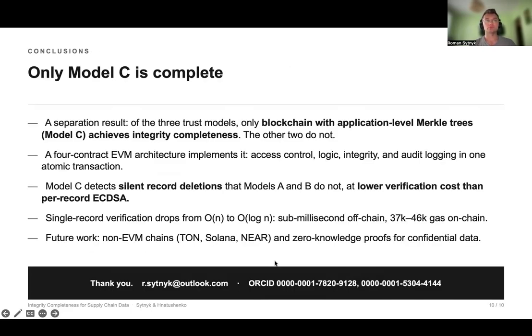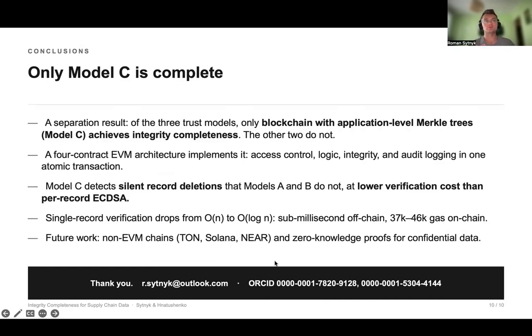To conclude, we defined integrity completeness and we proved the separation between three trust models. Only blockchain with application-level Merkle trees in smart contracts achieves this property, and the other two do not. Symmetric hashing doesn't detect insider modification, and per-record signatures do not detect deletion. We implemented this model as a four-contract Ethereum Virtual Machine architecture, in which access control, business logic, integrity, and audit logging share one atomic transaction.